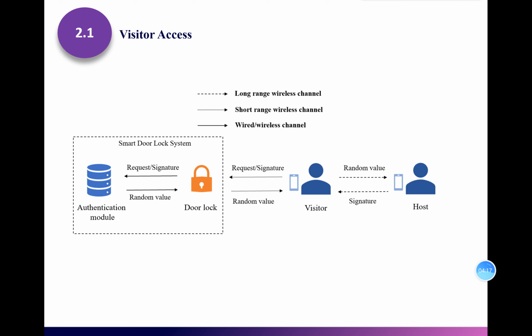When receiving an unlocking request from the visitor, the door lock transmits it to the authentication module to authenticate the request and determine whether to unlock the door lock or not. The system requires the unlocking request must be transmitted by short-distance secure wireless channels. This disables remote unlocking and provides higher security because any attackers who are attacking the smart door lock must be near the door.